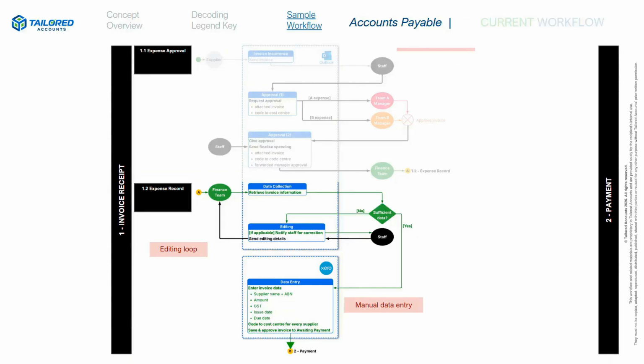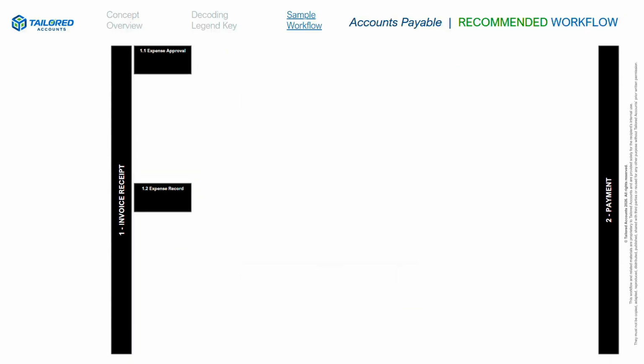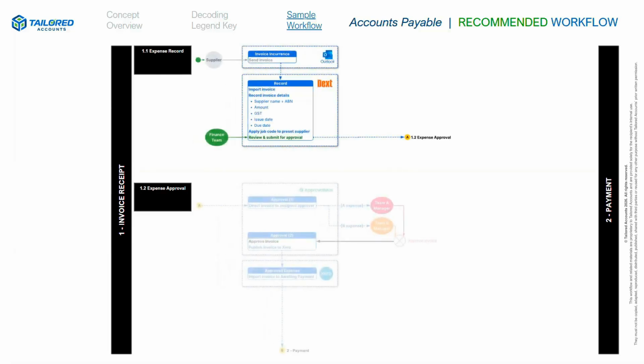Now, let's look at the recommended workflow to see how we fix all of this by designing a targeted tech stack. The new invoice receipt station rearranges the order of the substations. It starts with expense record, then expense approval. At expense record, instead of an invoice getting lost in an Outlook inbox, the supplier sends it directly to the organization address on a platform called Dext.